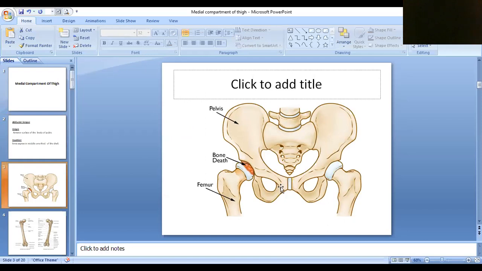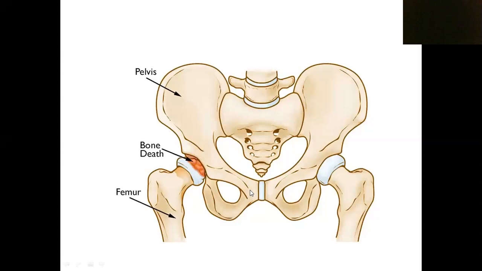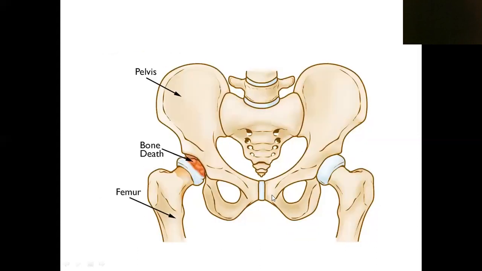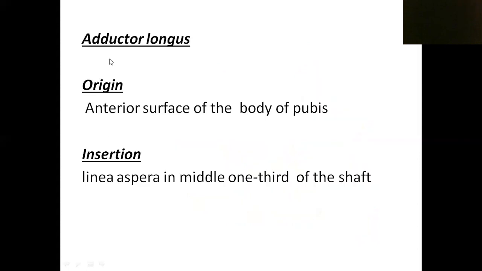Anterior surface of the body means, here in this image, this area. This is the anterior surface of the pubis. So this muscle rises from this anterior surface. From here it runs laterally and reaches the posterior border of the femur. This posterior border is known as the linea aspera. So from the body of the pubis to the middle part of the linea aspera, that is the adductor longus.